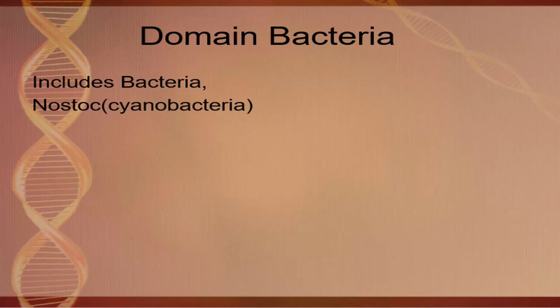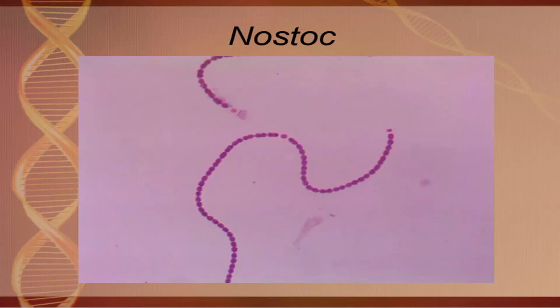In this bacterial domain, we're going to look at a few things. Nostoc, which is a cyanobacteria. It's going to be our first one here. And this is also called blue-green algae. It's just a chain of cocci hooked together.